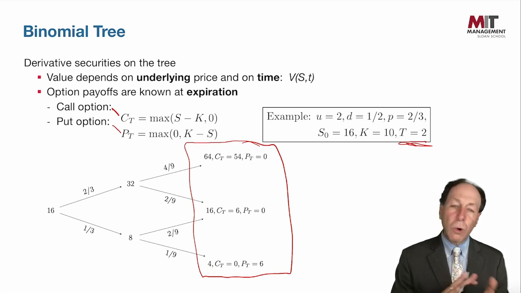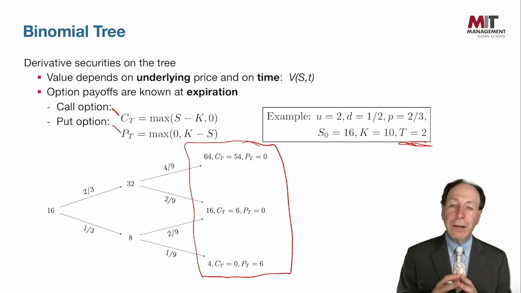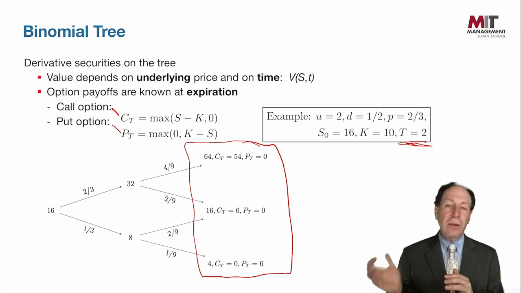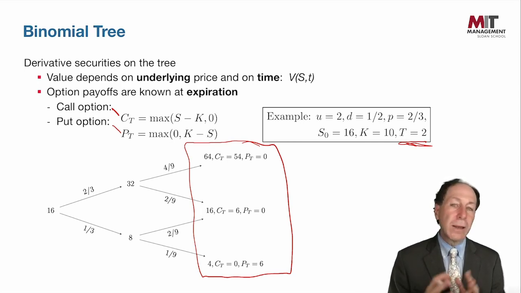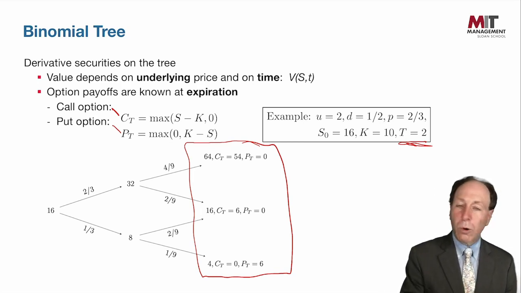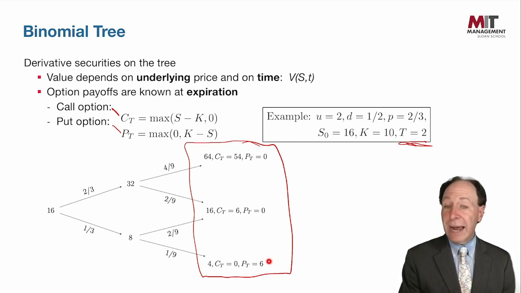Put options work in a complementary way, and there's a property called put-call parity, which you can see here in action, where when the risk-free rate is 0, the value of a call minus the value of a put is the value of the security minus the strike price. So here we have the put is worthless up here because the stock is worth more than $10. Here it's worthless, stock is worth more than $10. And down here it's worth $6 because we could sell for $10 something that we could buy for $4.